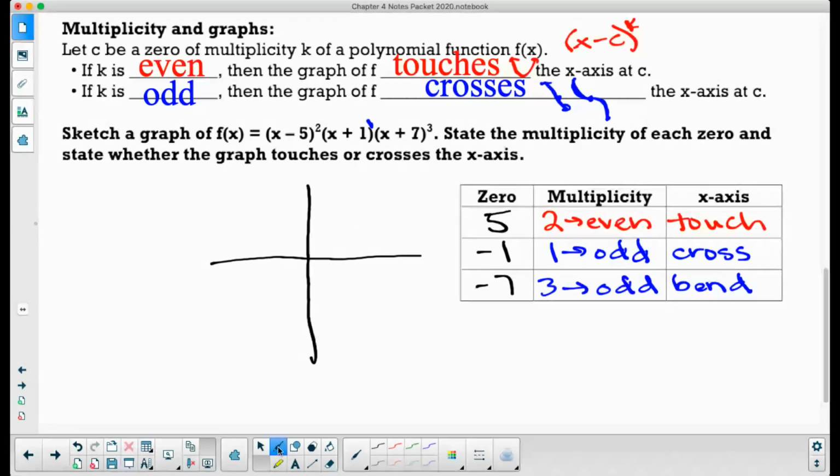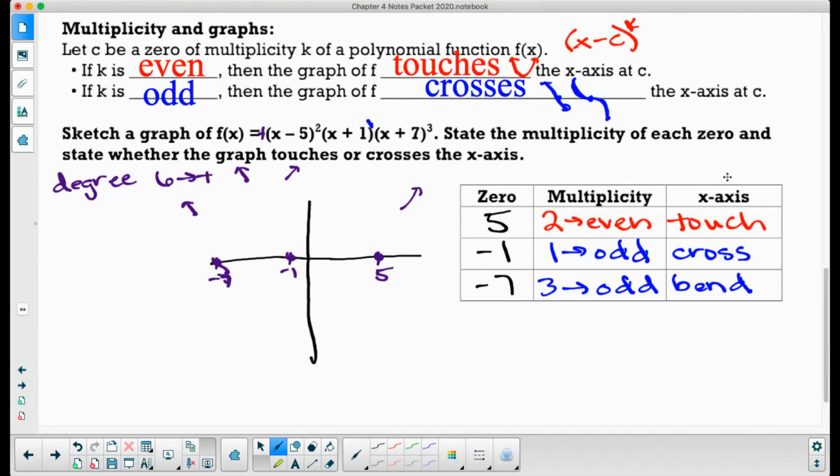So let's figure out our end behavior first. We can use our powers to figure out what our end behavior would be. A power of 2, 1, and 3 is going to be a power of 6. So this is degree 6, and it's positive. So our end behavior is going to go up on either side. We can start here: over this way, it's going to be ending up, and over here, it's going to be ending up. And then we have our zeros at 5, -1, and -7.